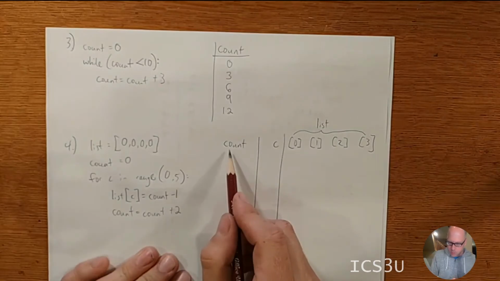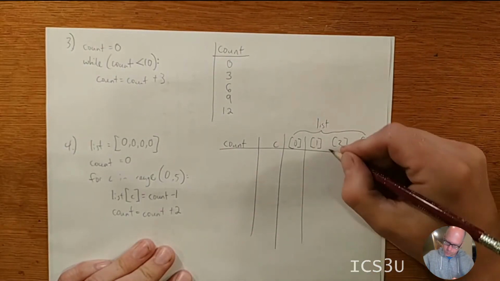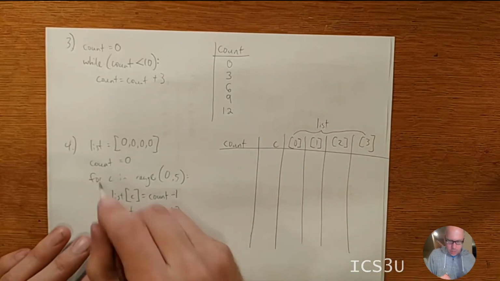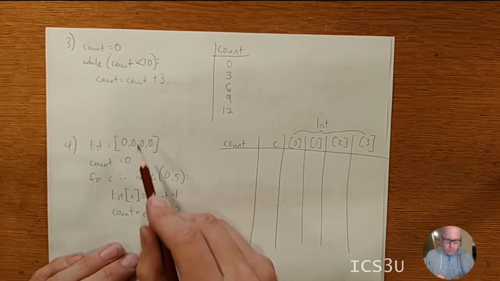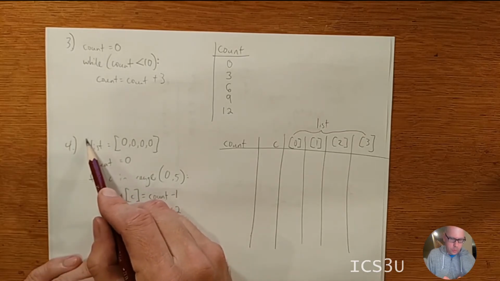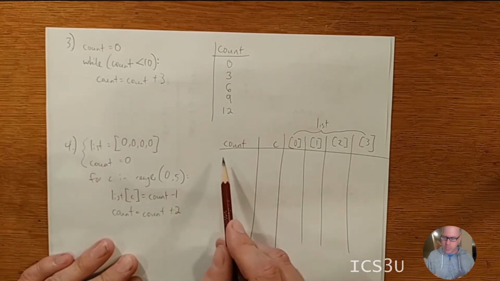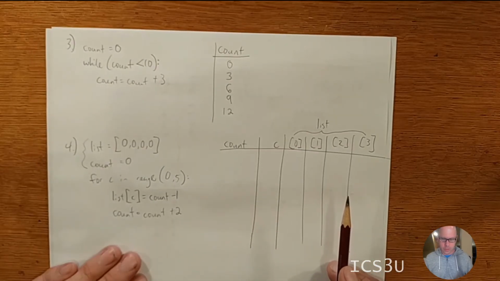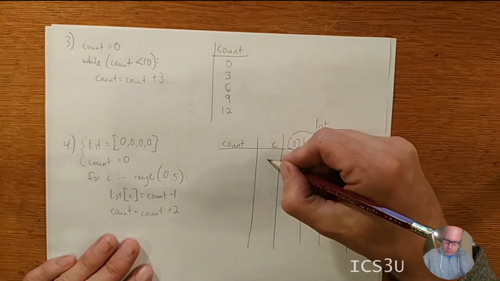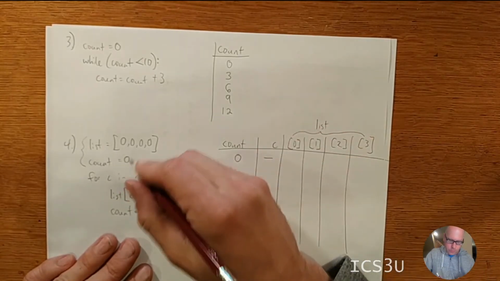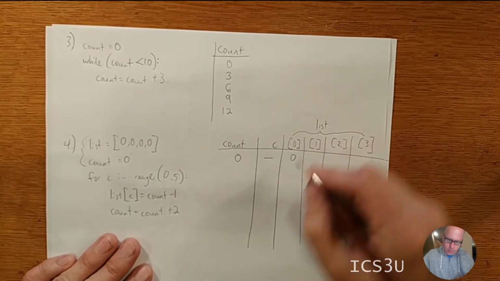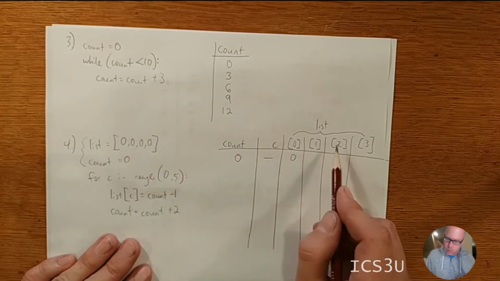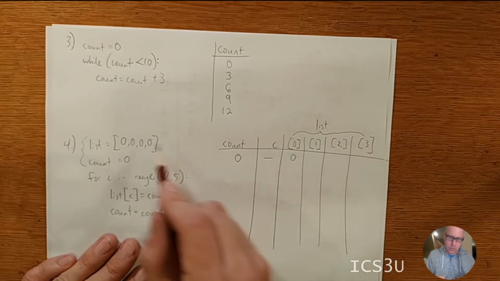All right, again, I don't have a ruler. My apologies. So at the beginning, what happens before the for loop? There are 2 lines that happen before the for loop. We'll dedicate 1 row to what happens before the for loop, just for clarity's sake. C doesn't exist yet, so we're going to put a dash there. Count is 0. And every value in list is 0: list at location 0 is 0, list at location 1 is 0, there's location 2, there's location 3. They're all 0.